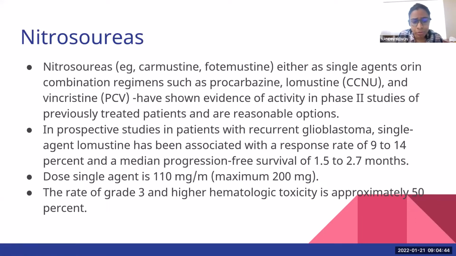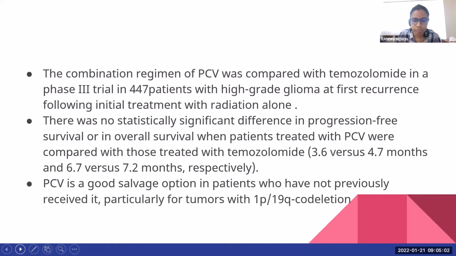The significant problem with CCNU is the hematological toxicity. Also, we often tend to think that oral chemotherapeutic agents are not emetogenic, but it is important to remember that both temozolomide and CCNU are highly emetogenic, and we need to give appropriate anti-emetic prophylaxis to these patients.